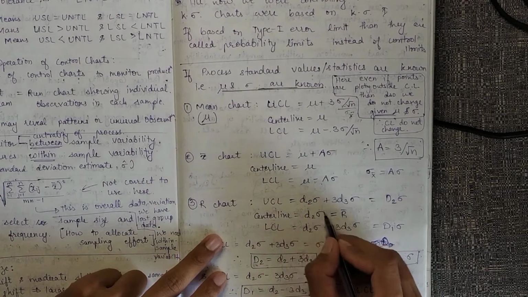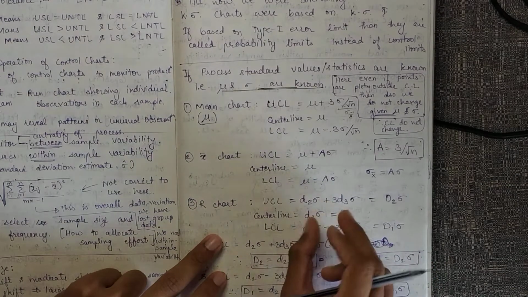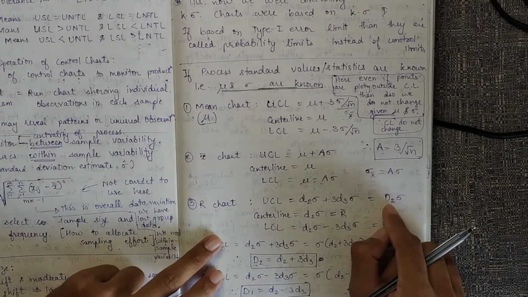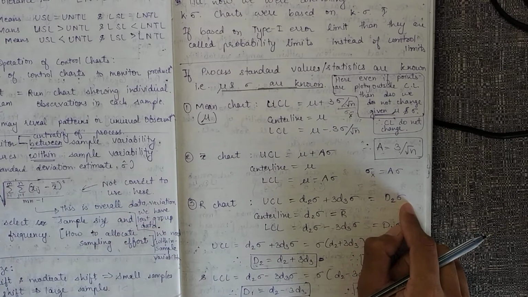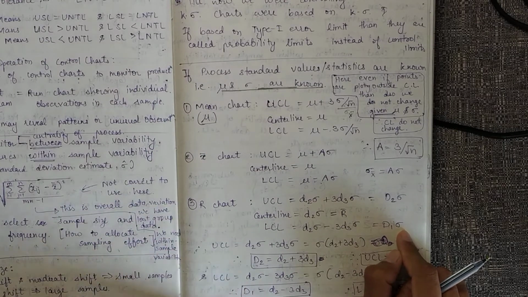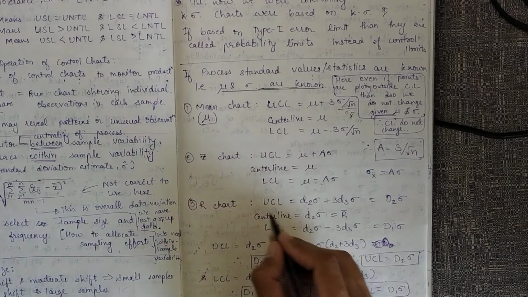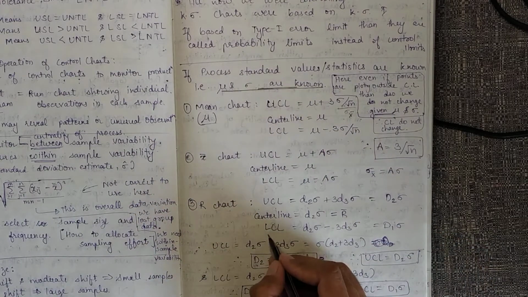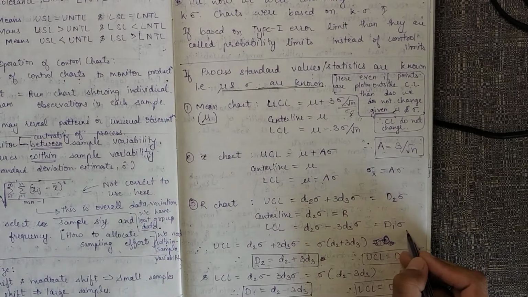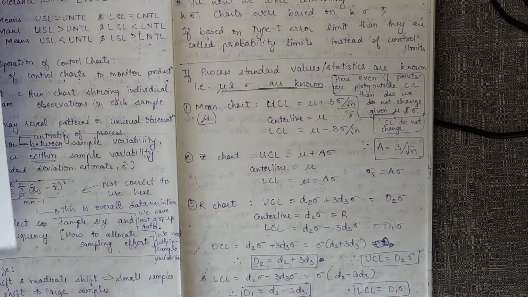Upper control limit will be d2 sigma plus 3 d3 sigma, and these constants are again combined and made another constant, capital D2 sigma, and lower control limit will be similarly D1 sigma. So finally the center line is small d2 times sigma, upper control limit is capital D2 sigma, lower control limit is capital D1 sigma. All these d1, d2 and D2 are available in the chart.